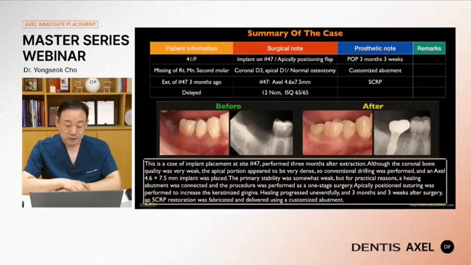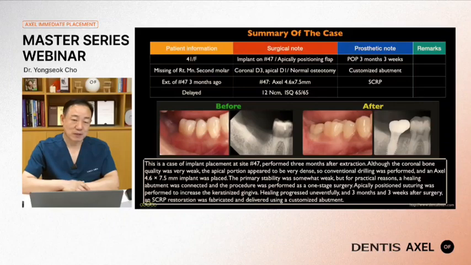In this case, I performed flap surgery, although this is not my usual preference. But opening the flap and apically positioning suture made a better result than simple flapless surgery.